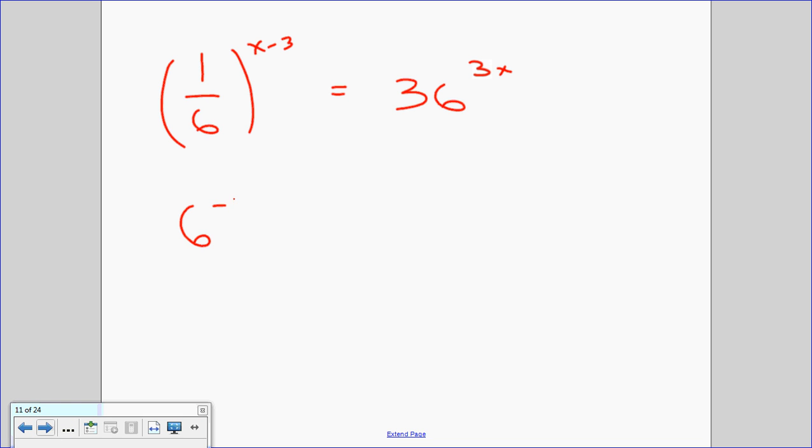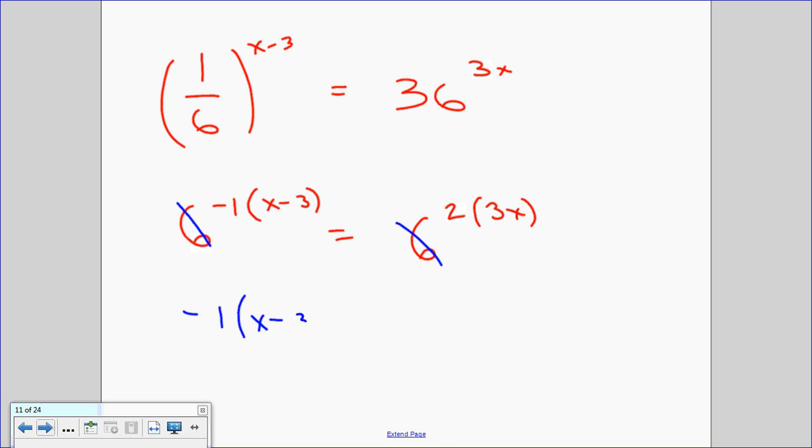1/6 is 6 to the negative 1. And then 36 is 6 squared. I like putting parentheses around the x minus 3 because you have to distribute that minus 1. The 6's go away, and I'm left with just the exponent. Negative 1 times x minus 3 has to be 6x. So negative x plus 3 equals 6x.